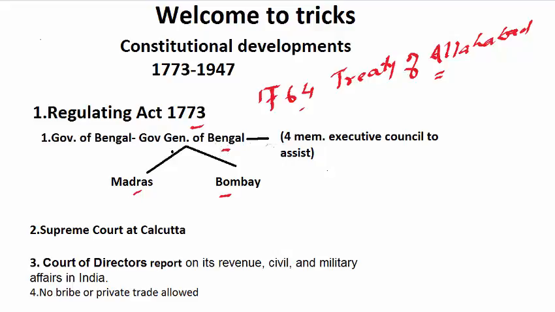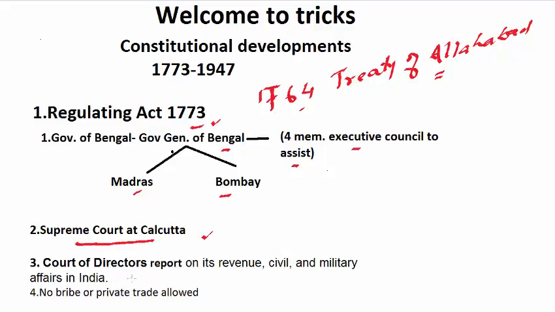The Governor General of Bengal now had a 4-member executive council to assist. This means that the political function of the company was recognized through this act by providing a 4-member executive council. The second most important provision of this act was that a Supreme Court at Calcutta was established.